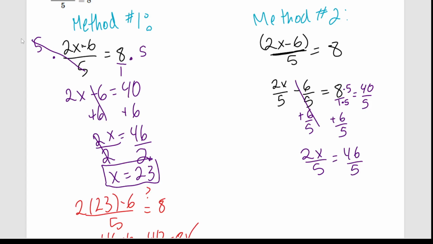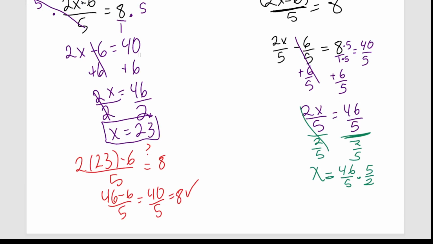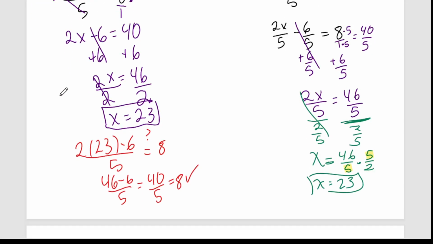Then I would undo multiplying by 2/5 by dividing both sides by 2/5. And then I would know that dividing by a fraction is the same thing as multiplying by its reciprocal. And then I would notice that the 5 over 5 part that I have here is going to make 1. And I would be left with 46 over 2, which would be 23. So either way, I still get the same answer. I think most students would probably find method 1 a little bit simpler, but method 2 is also totally fine to do.